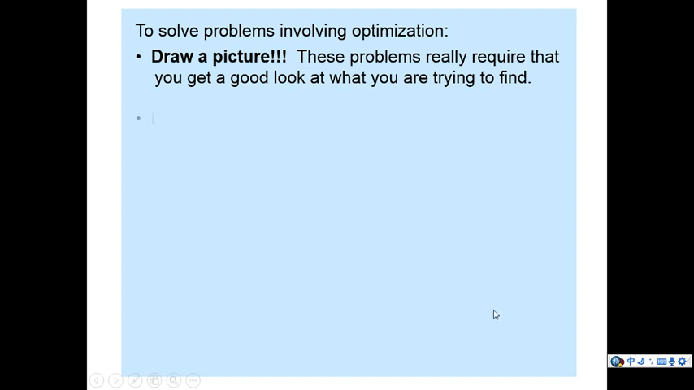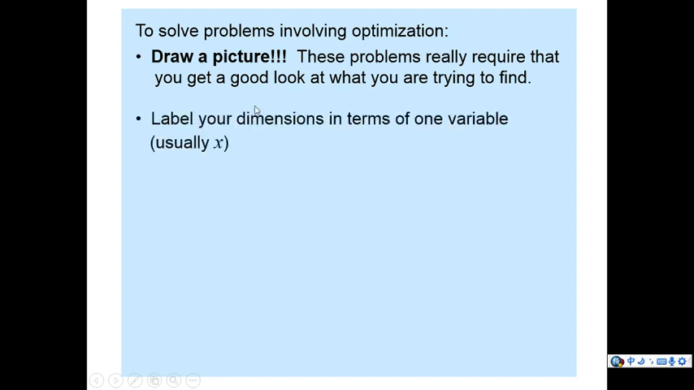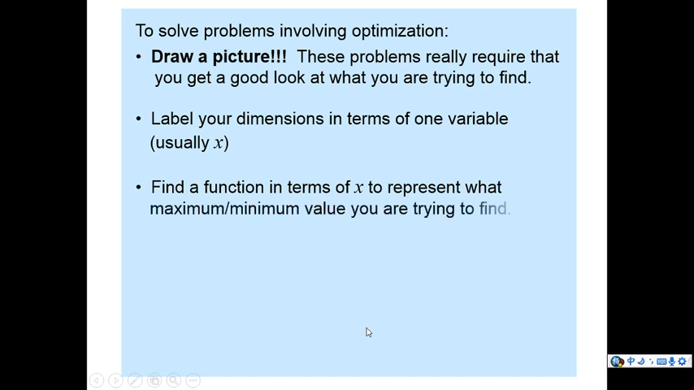things like that. And then after that you want to label the dimensions in terms of one variable, so you don't want to use two variables. Again, in Calculus AB, it's all about single variable. And then step 3, you want to find a function in terms of x that represents the maximum or minimum value you're trying to find, and be sure to define the domain for x.